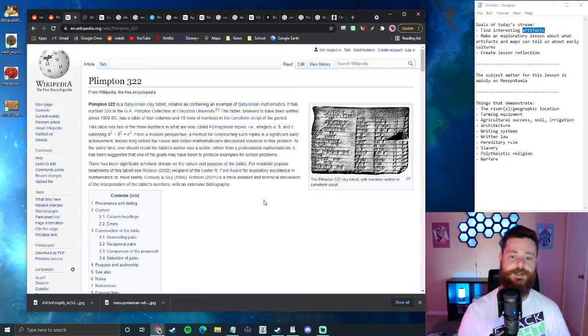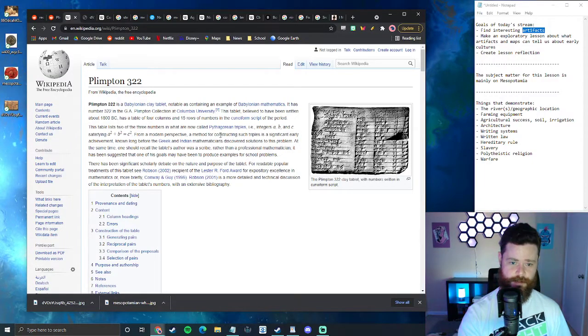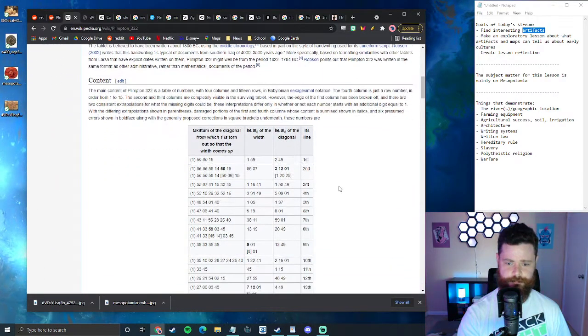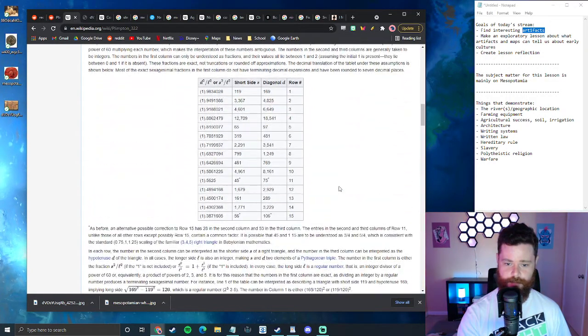So I guess if it's a table of mathematics, just like how kids today in elementary school learn their addition table or subtraction or multiplication table, something like that. Looks like this may have served the same purpose with Pythagorean triples. That's kind of interesting. So content, too much math for me. Way too much math for me.